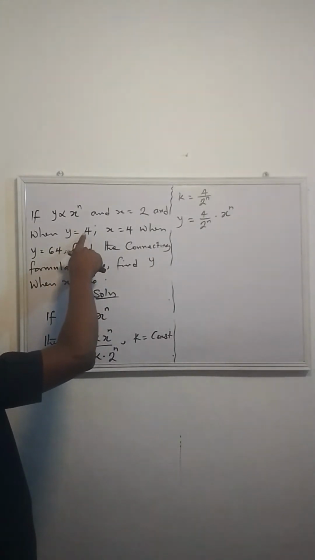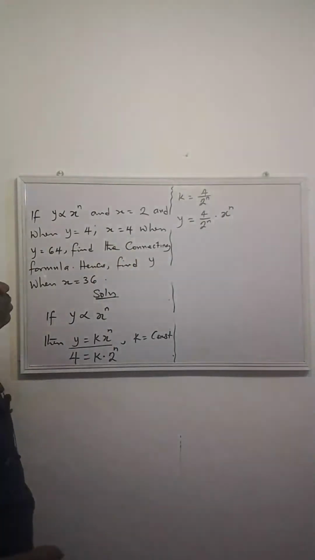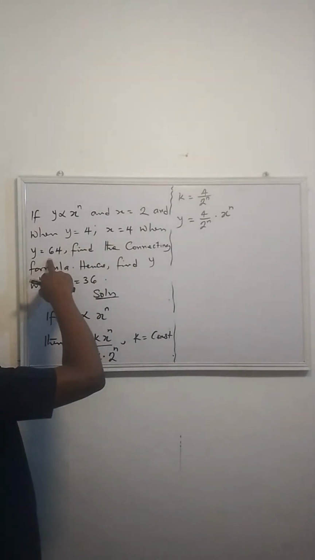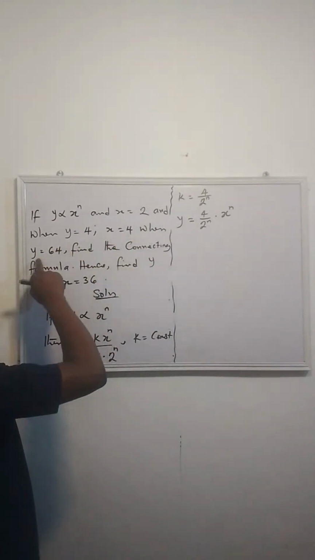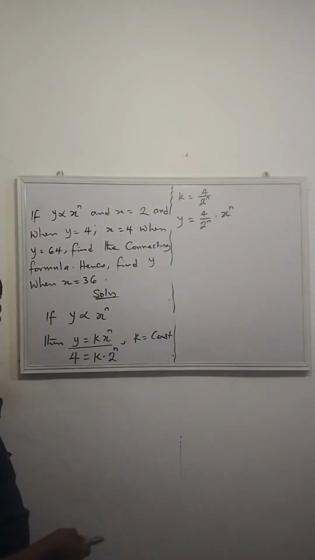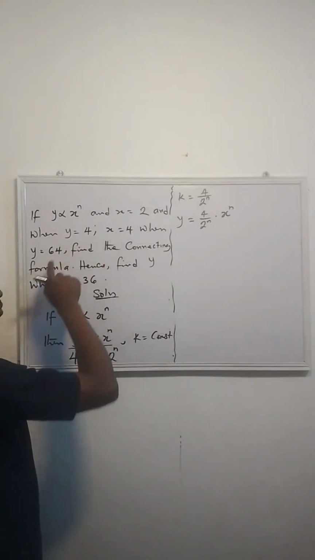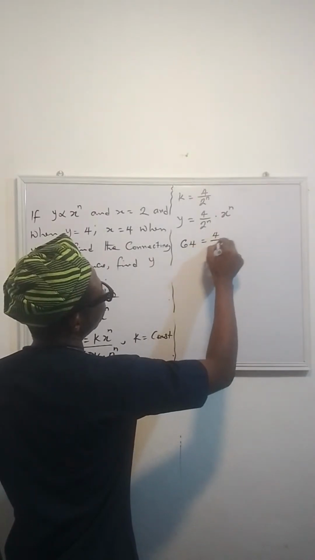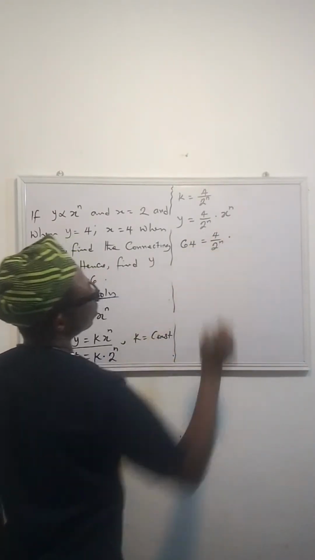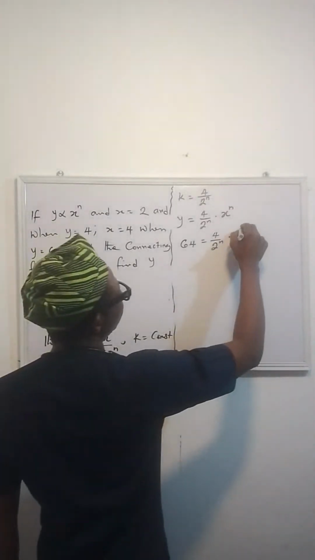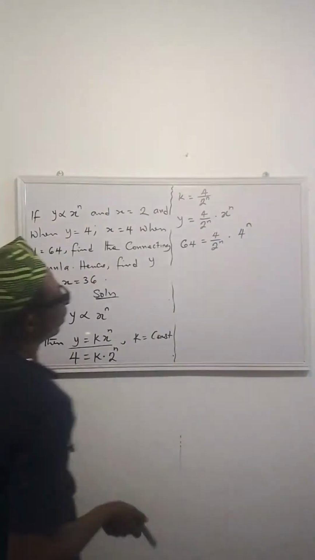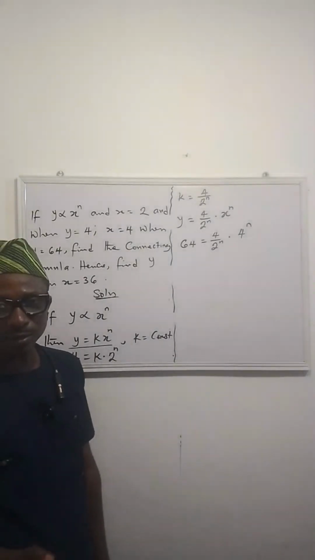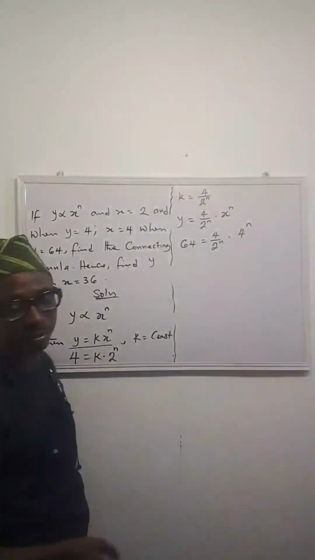So, x is 4 when y is 64. Sorry for that. Okay, so now let's plug in this pair. So we have 64 equals 4 over 2 raised to the power of n times 4 raised to the power of n. Okay, since x is 4, you can see that now. All right, so now the next thing is to find this n. So how do we do this?